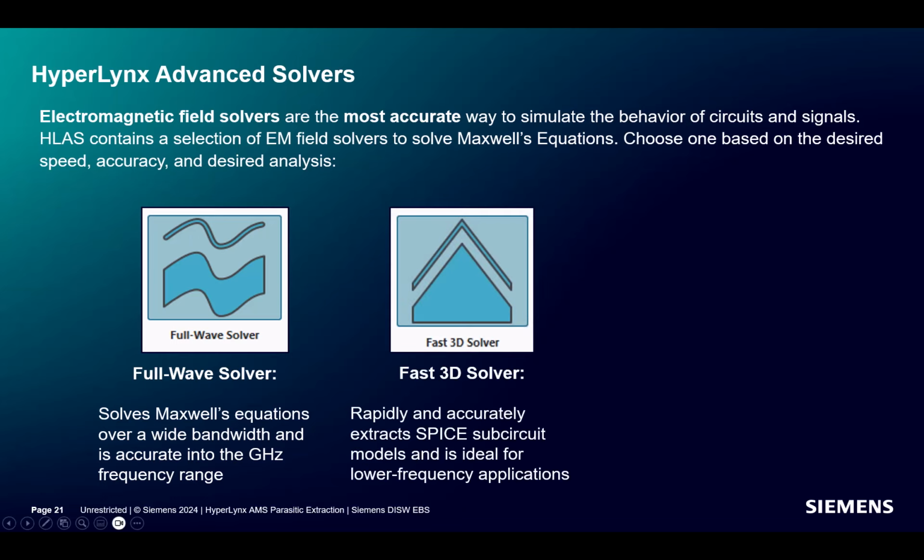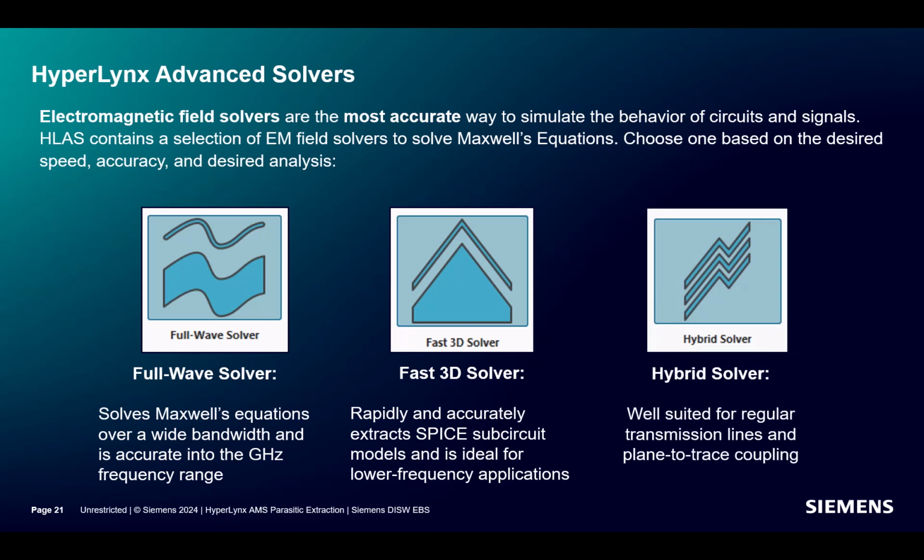The fast 3D solver features an accelerated full 3D electromagnetic quasi-static extractor that rapidly extracts SPICE subcircuit models. It is ideal for lower frequency applications where capacitance and noise coupling are the primary concern.